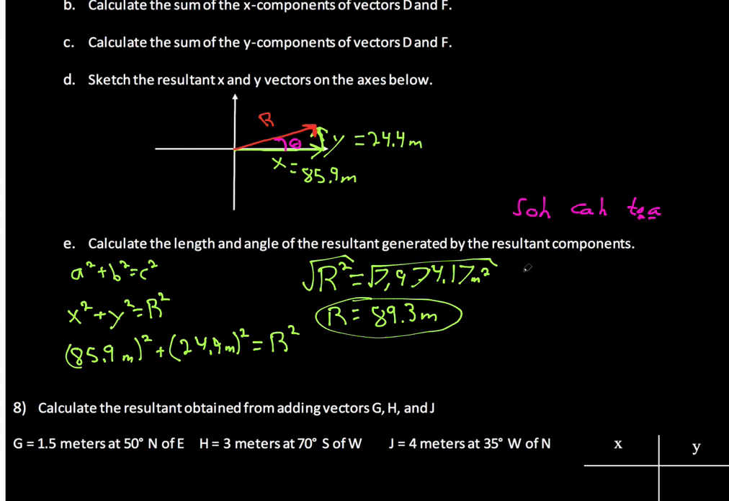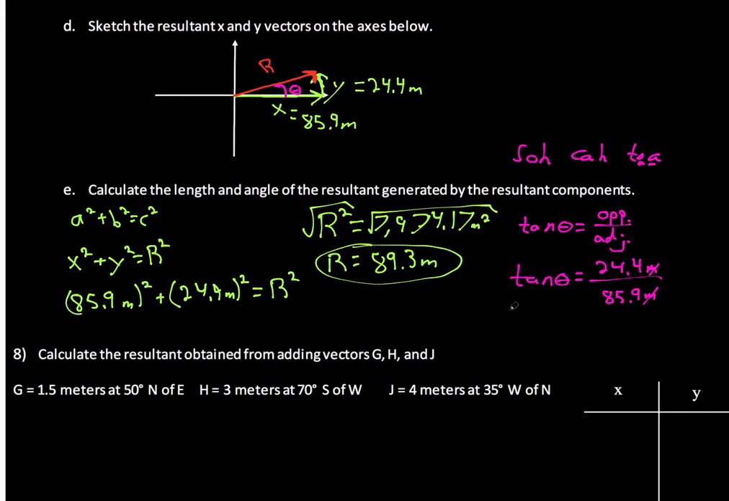But I do have adjacent and opposite sides, so it's looking like my tangent function is going to be good for that. So the tangent of theta equals the opposite side over the adjacent side, right? So the tangent of the angle equals, my opposite is my y component, so that's 24.4 meters over the adjacent side, which is 85.9 meters.